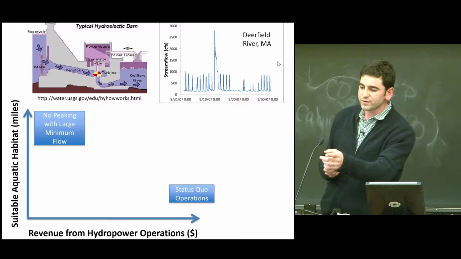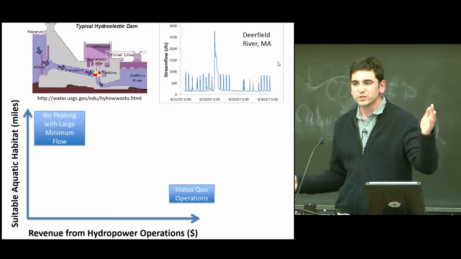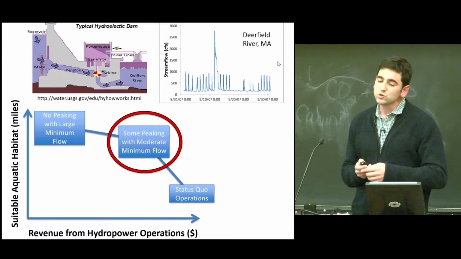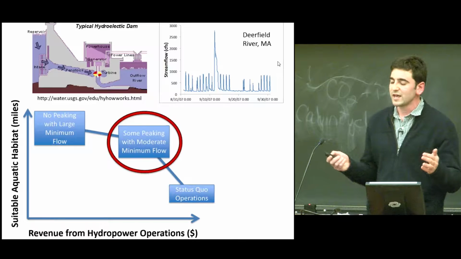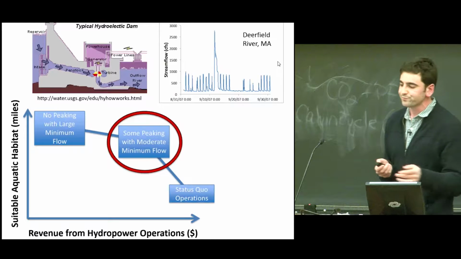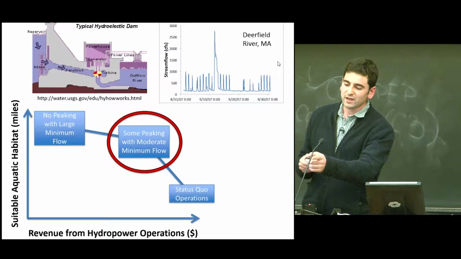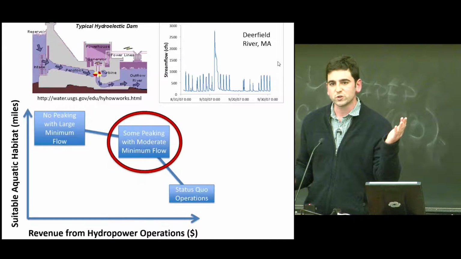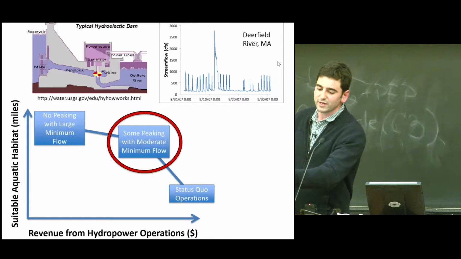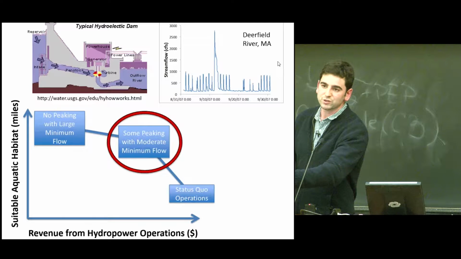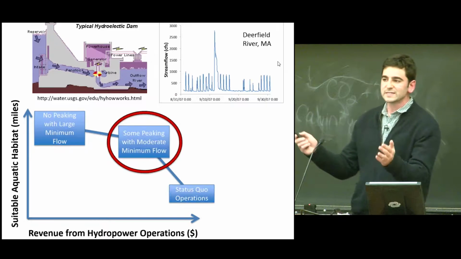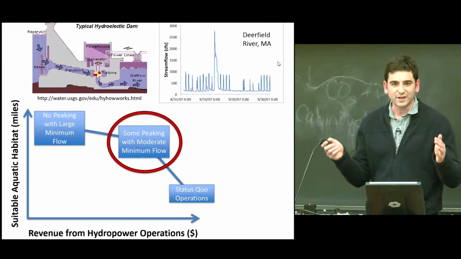And what our model can do is sort of explore alternatives in between these two extremes and find out a good compromise. So for instance, we can try and find an alternative where we do have some peaking, but maybe a little bit less, and maybe the timing has changed, and maybe we do have some minimum flow, but not as much as the ecologist wanted. And what's nice here is you notice these trade-offs aren't necessarily a straight line between the two extremes. They could have some curvature, which suggests, for instance, the hydroelectric power plant doesn't have to give up that much revenue, and you can actually gain a lot in terms of suitable aquatic habitat.